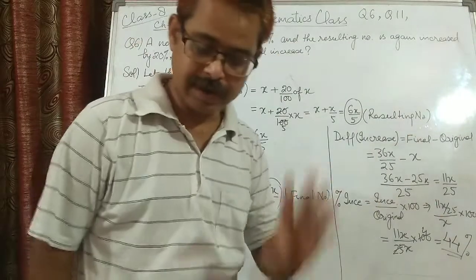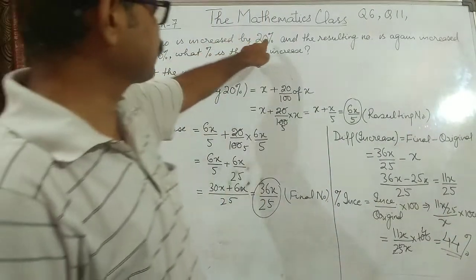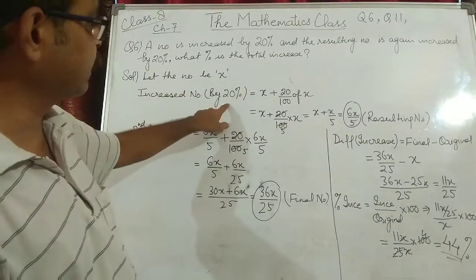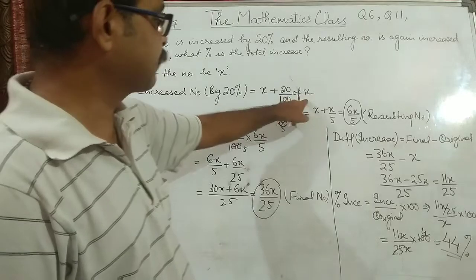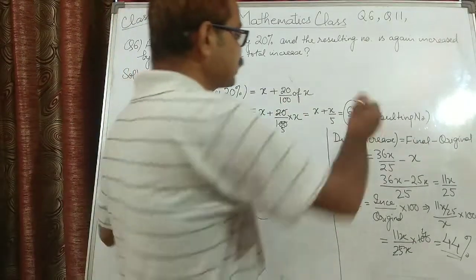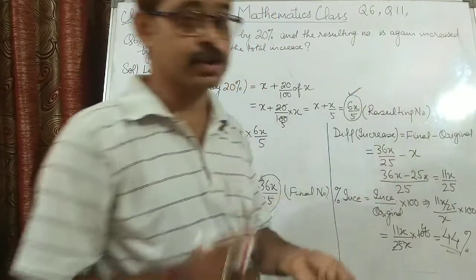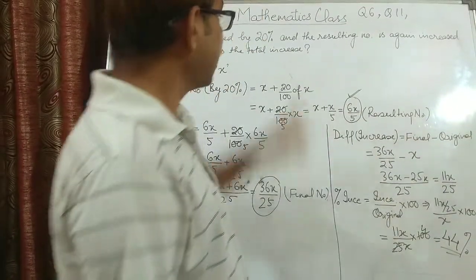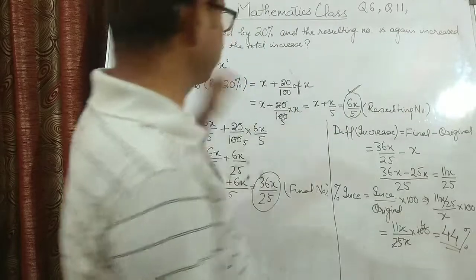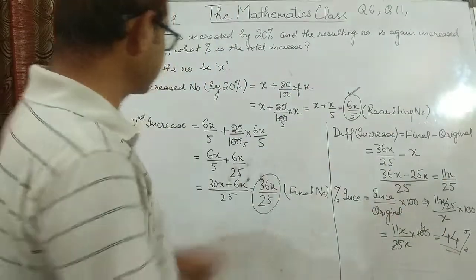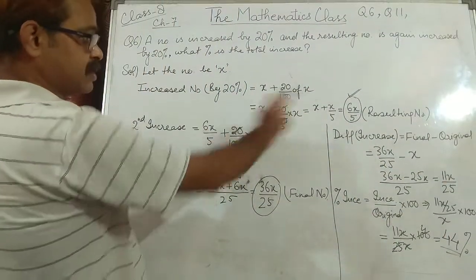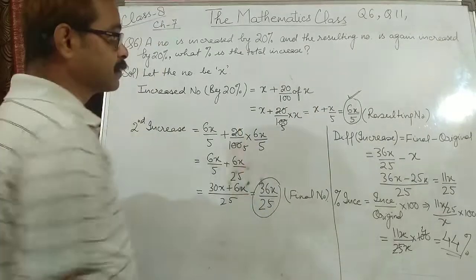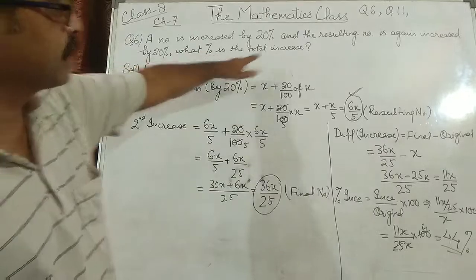Now this is one question. I will repeat it again. A number is increased by 20%. So we considered a number as x and we increased it by 20%. So x plus 20% of x. It finally became 6x upon 5. Means when the number has been increased by 20% once, this is the number. Now the resulting number is again increased by 20%. So here we took the resulting number, 6x upon 5, plus 20% of this, and we got 36x upon 25. Now they say find the percentage in total increase.